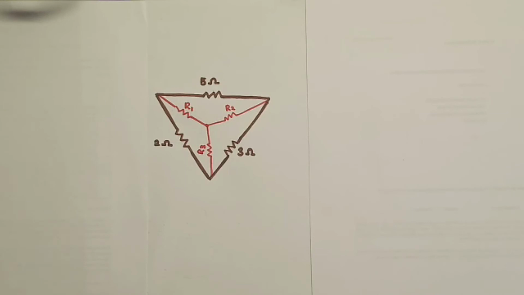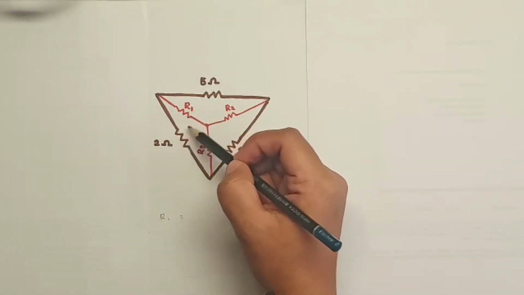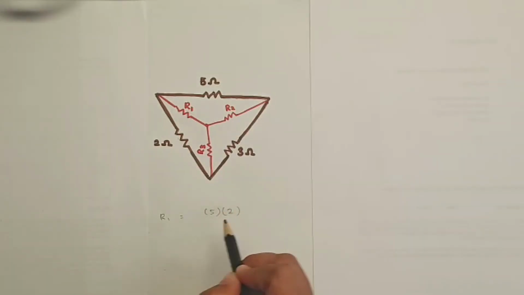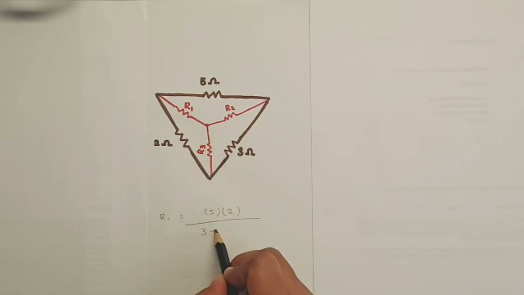Each resistor in the Y network is the product of the resistors in the two adjacent branches divided by the sum of the 3 resistors, which means for R1 the formula is R1 equals the resistors adjacent to R1, which are 5 and 2, 5 times 2 over the total of the 3 resistors, which is 3 plus 5 plus 2. Then we get the total of R1, which is 1.